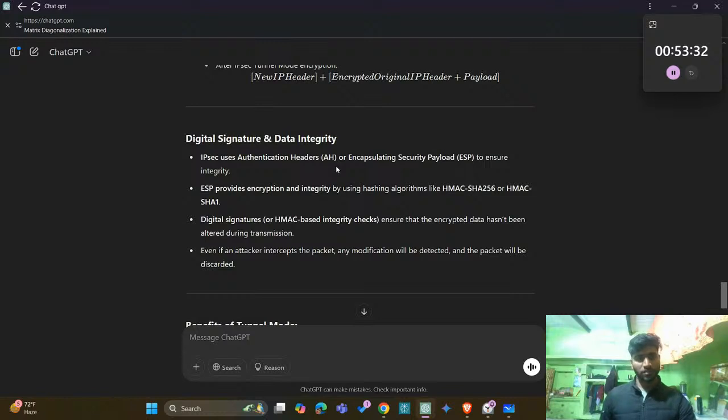IP security uses authentication header (AH) or encapsulating security payload (ESP) to ensure integrity. ESP provides encryption and integrity by using a hashing algorithm like HMAC SHA-256 or HMAC SHA-1.